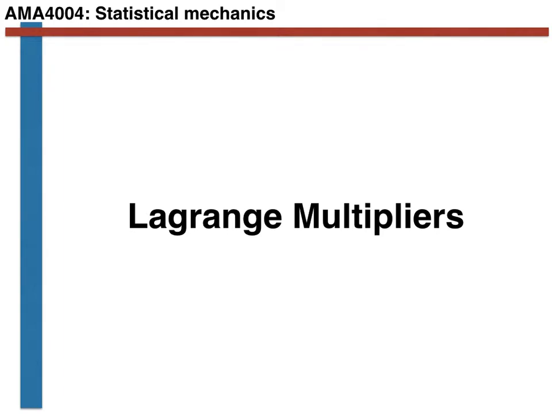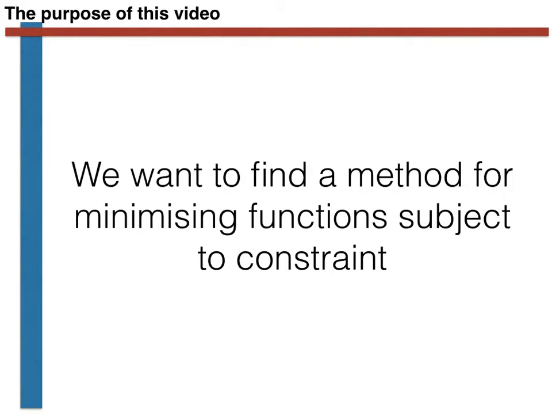Hello. In this video, I want to introduce a mathematical technique that is critical in statistical mechanics, the technique of Lagrange multipliers. This is a method for minimizing a function subject to some constraint. So before we begin, let's clarify what we mean by this statement.